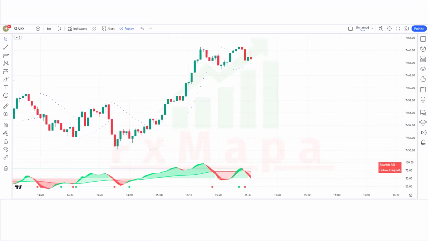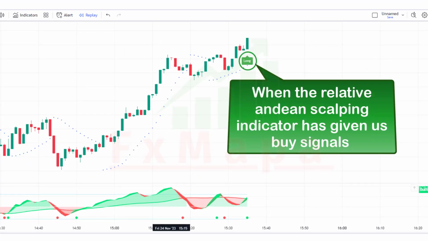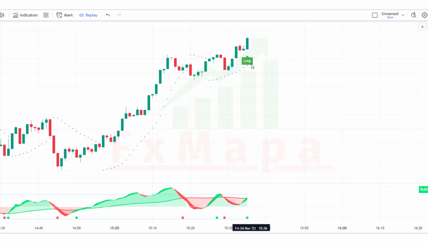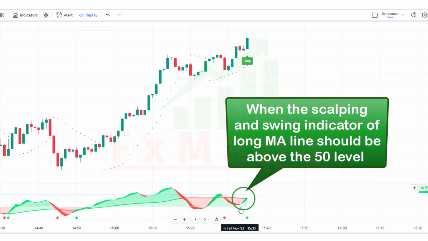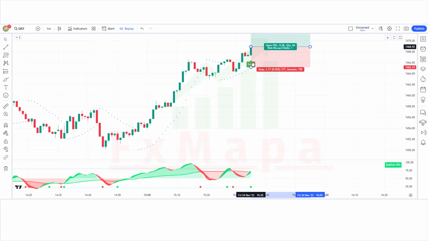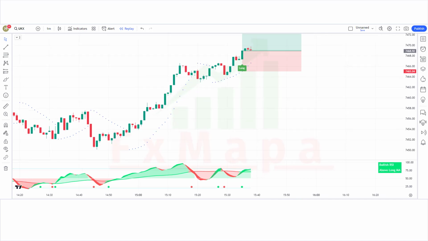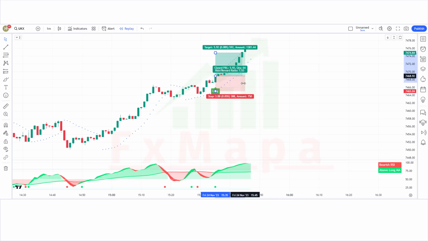Now, let's understand the concept where we will take buy and sell trades based on their conditions. When the relative Andean scalping indicator has given us buy signals, when the market forms a bullish candle, and when the scalping and swing indicator's long MA line is above the 50 level, if this condition is fulfilled, then we will place a buy order. Our stop loss will be placed at the parabolic SAR of lower level, and the risk to reward ratio will be 1:1.5. The market has completely hit the target.